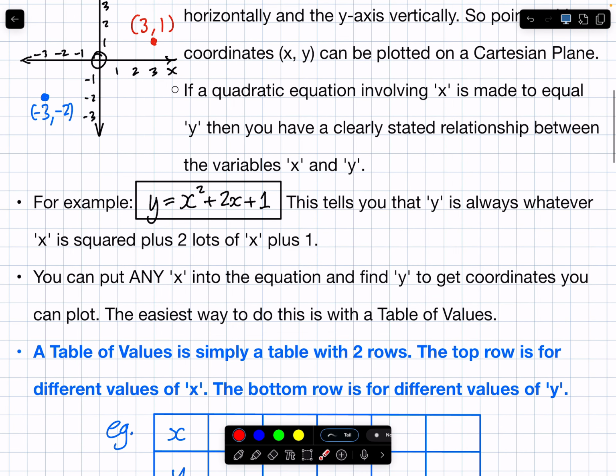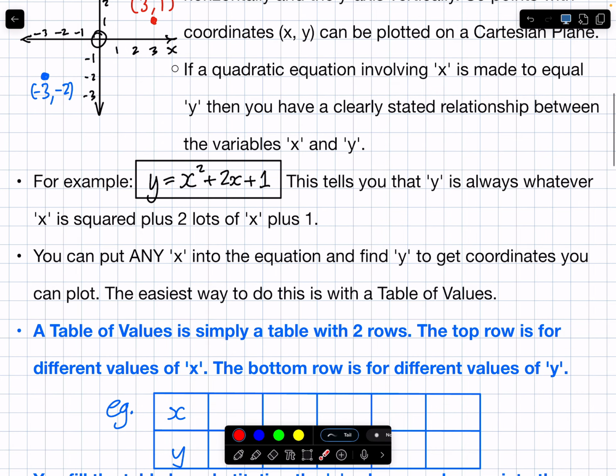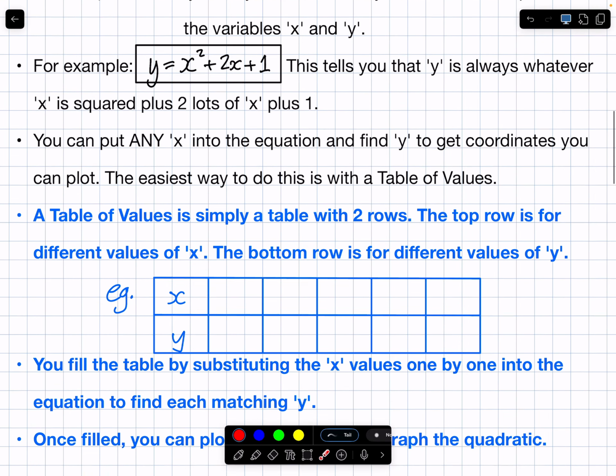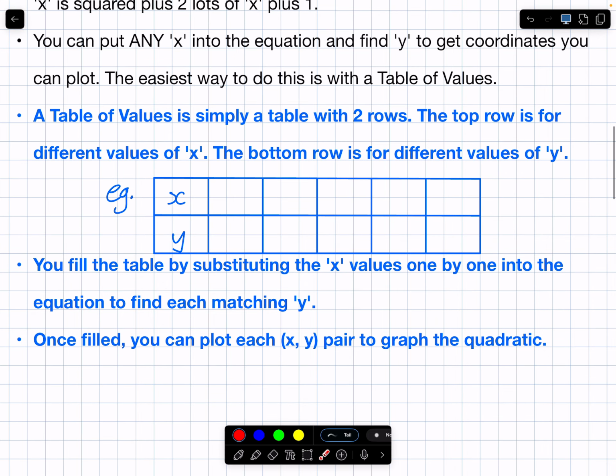So that gives us an easy way to graph any quadratic. I just need to go put any x in that I want, find y, and that gives me a pair of x and y. So the way you do this is called a table of values. So this is where your notes would start, and I'll give you time to get that down.